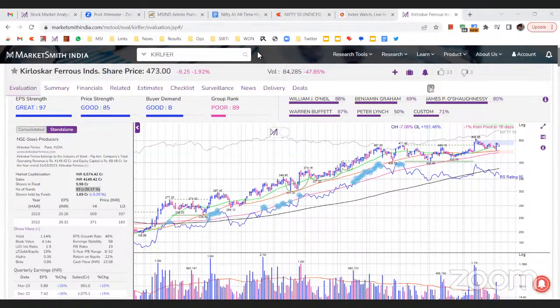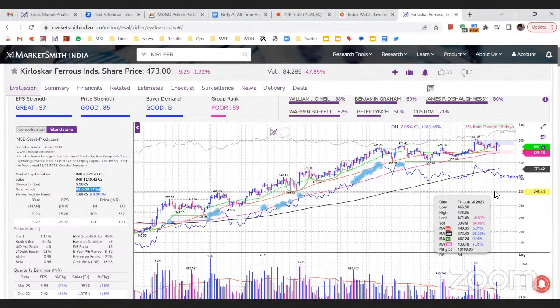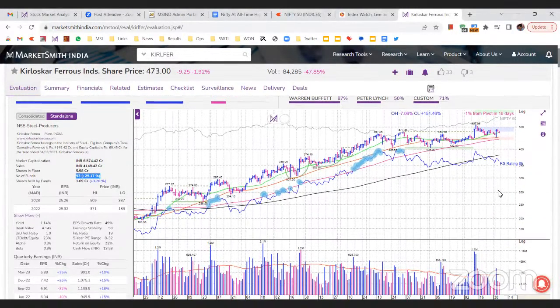Let it break out on a higher volume. It is moving sideways near its pivot. You need very good volume and a breakout to sustain.